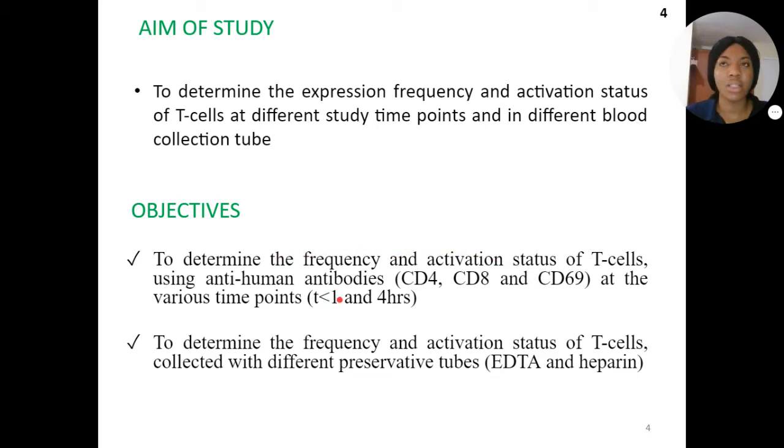Time less than 1 hour is like simulating analysis just after blood sample collection. So we did the analysis within 1 hour of blood sample collection, and the next time point was 4 hours. So simulating traveling from a particular region to a central lab, where the journey would last for 4 hours. So we want to see how the frequency and activation status differs when compared to the analysis done just after blood sample collection.